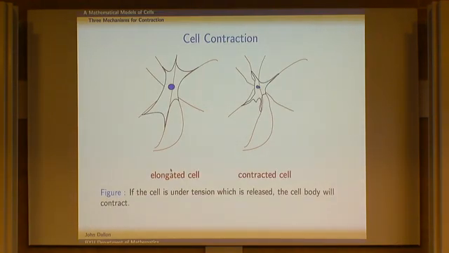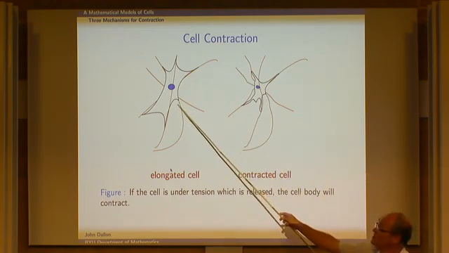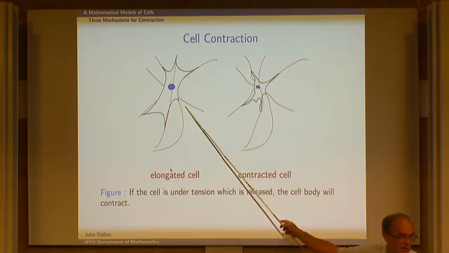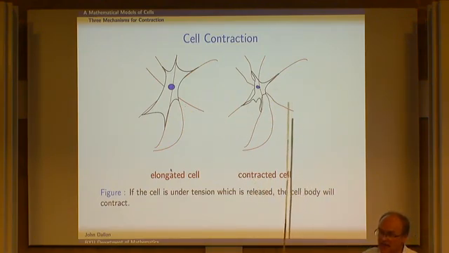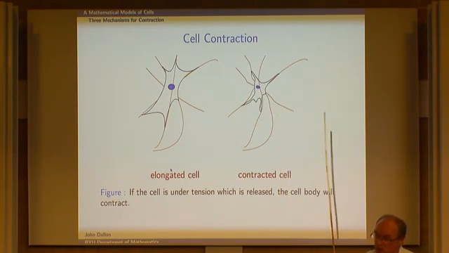Okay, so the other one is cell contraction. In this case, you have cells which stretch out, and this is an attached delayed release. They stretch out in the lattice, and the lattice is under stress, and so they're under stress, and then you release the lattice, and so then they can crumple.